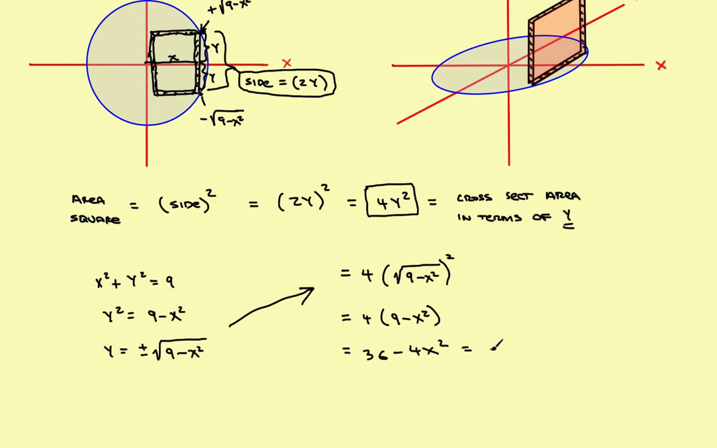And this is going to be the cross-sectional area. So you've got the cross-sectional area. But this time you've got it like you wanted it. You've got it in terms of x. So now you've got it set the way you want to. So that's going to be the cross-sectional area in terms of x.